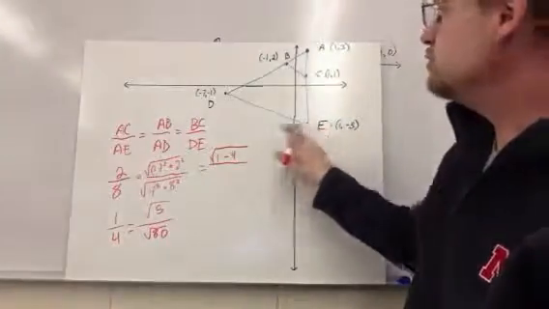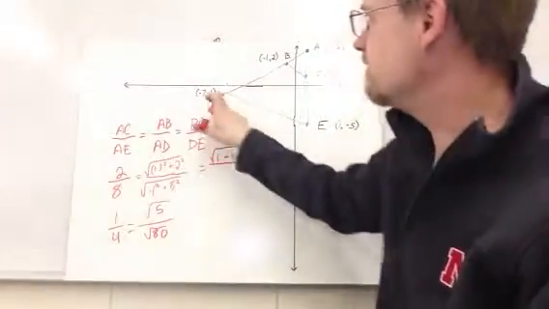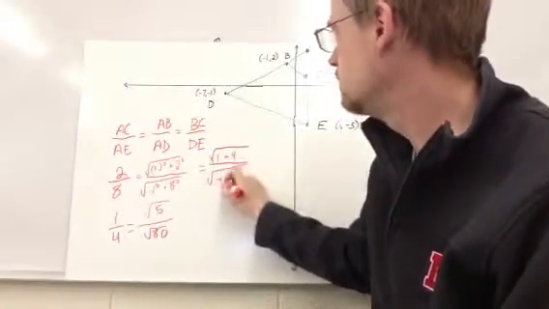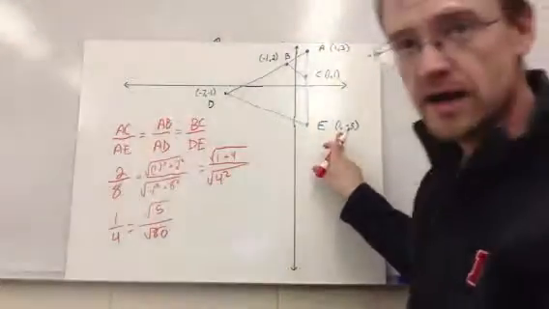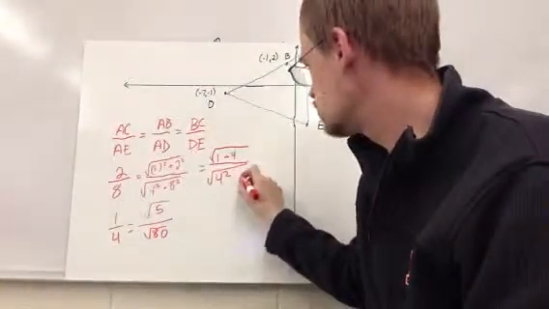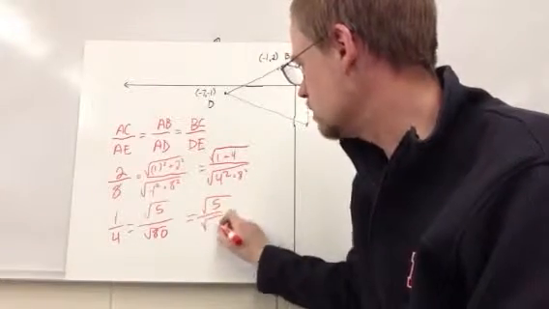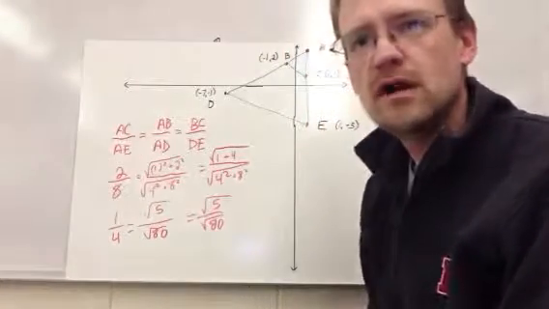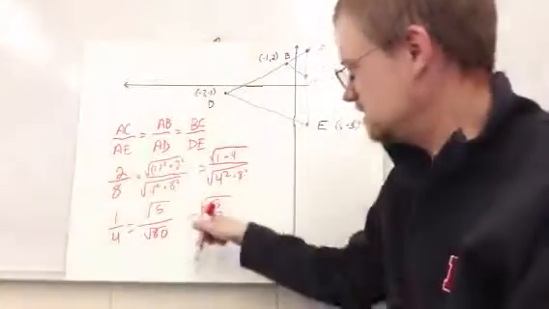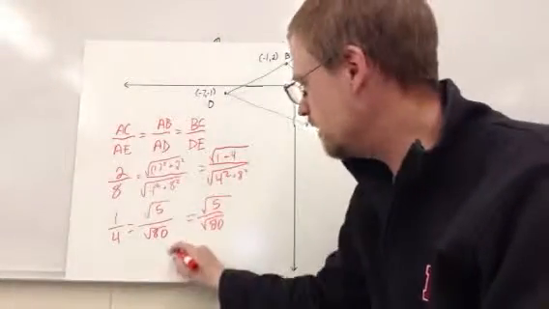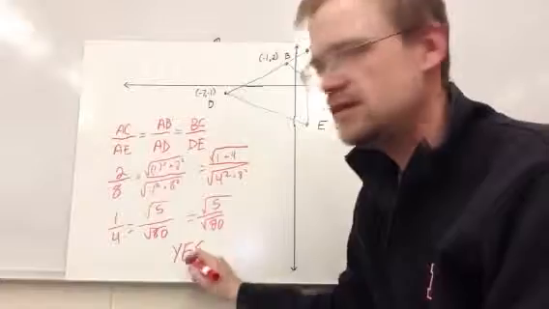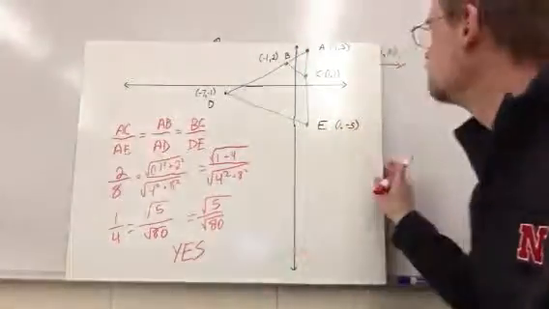All right, now we do DE. -5 minus 1 is 4 squared. 1 minus 7 is 8 squared. We're going to get square root of 5 over square root of 80. All of those are the same number. This will all reduce down to 1/4, and therefore, yes, this is a similarity transformation.